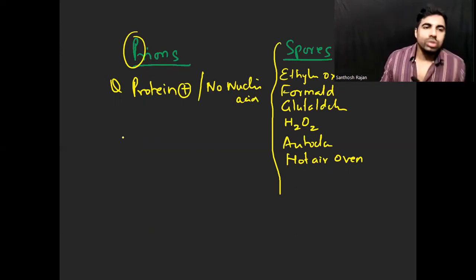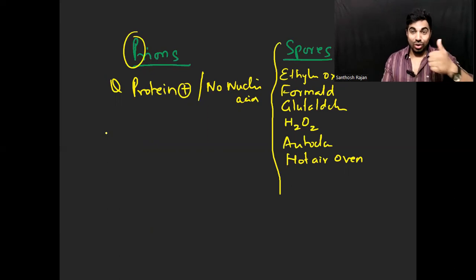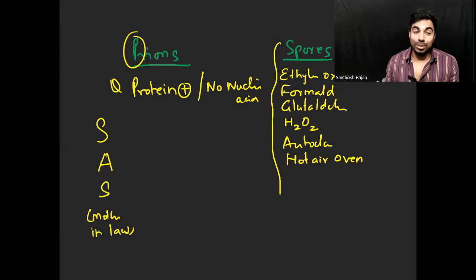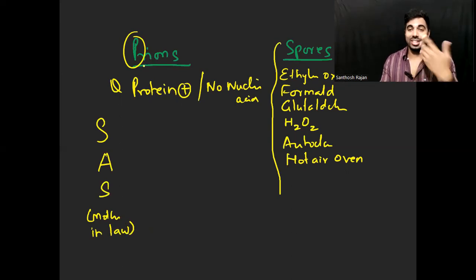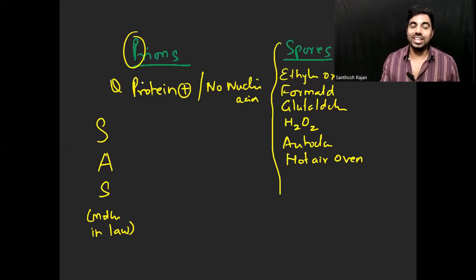So how to kill it? There are three ways. Who can kill the prions? The strong lady. Who is the strong lady? Sasuma. You know, Sas means what? She is a mother-in-law. Only a mother-in-law can kill the most resistant one. Of course, she kills the daughter-in-law, whatever, everything she kills. But she can kill prions also.